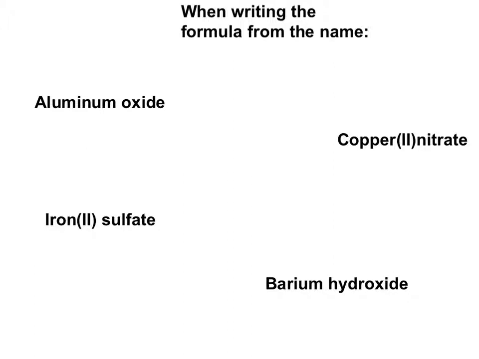The first compound that we're given is aluminum oxide. So I know aluminum always forms a +3 ion, and I know oxide is just the ion of an oxygen atom. And I know that oxygen always forms a -2 ion. And so I need to make this a neutral compound. In other words, the charges need to add up to 0.